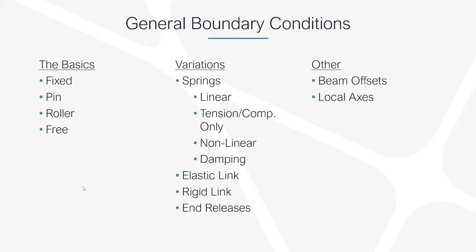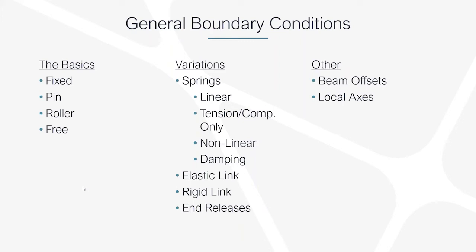Some variations on the basics would be like a spring. A spring fills in the gaps between the basic boundary conditions. Some variations of springs: you've got linear springs, which are the same stiffness generally in both directions for translation or rotation. This is what most people commonly think of when they think of a spring. There's also, within MIDAS, tension or compression springs, which are similar to a linear spring, but they only activate in one direction and provide no support in the other directions.